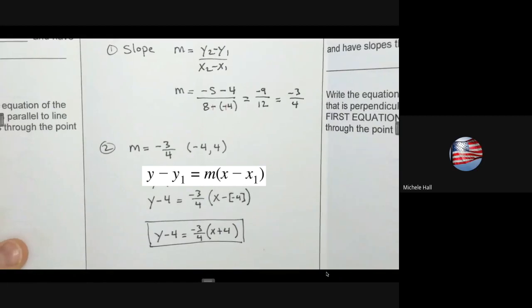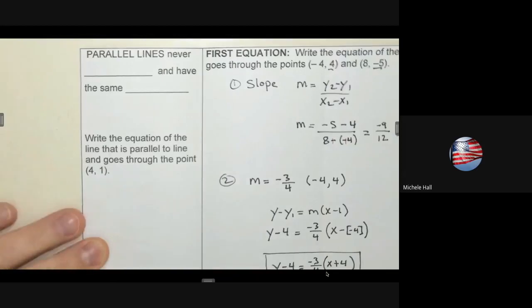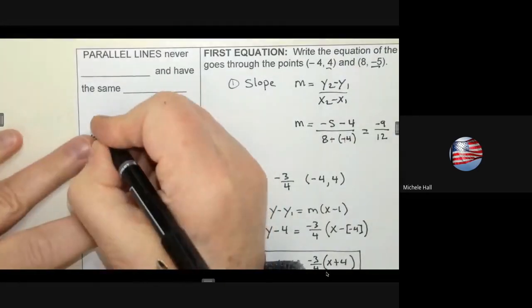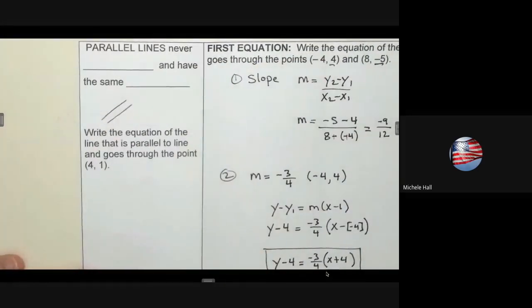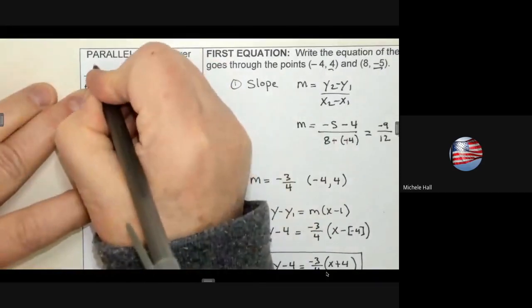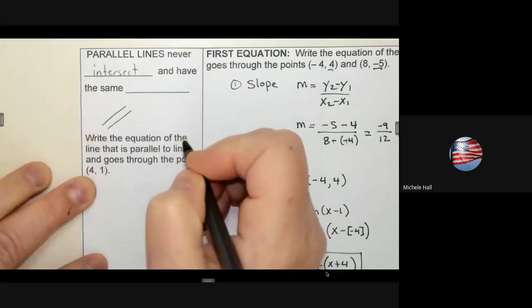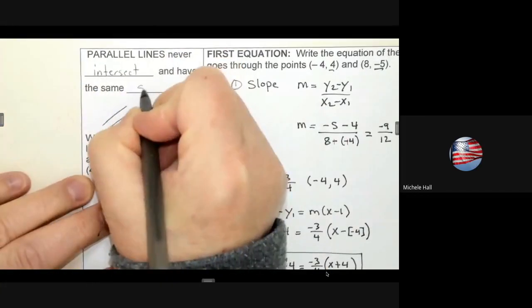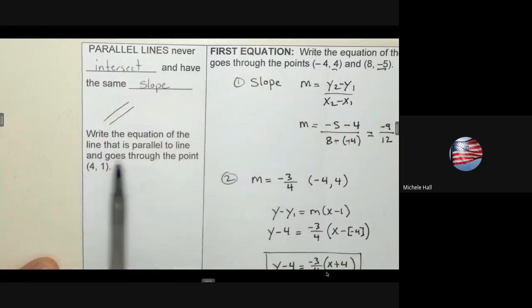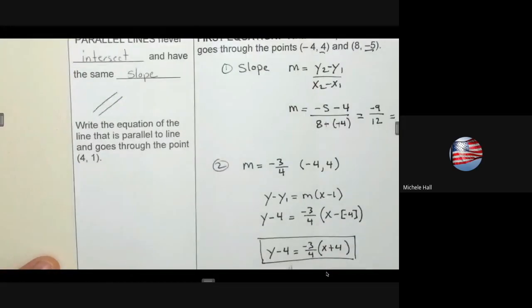Moving over to the left, parallel lines never, what do they never do? Parallel lines, what does it mean to be parallel? Parallel lines never intersect and have the same slope. Write the equation of the line that is parallel to the line and goes through the point 4, 1. So parallel to the first line that we created.